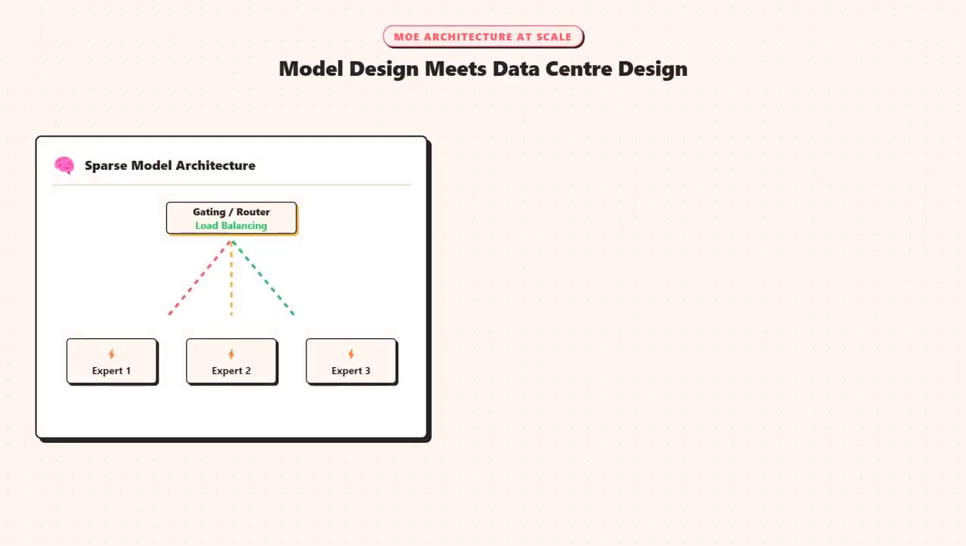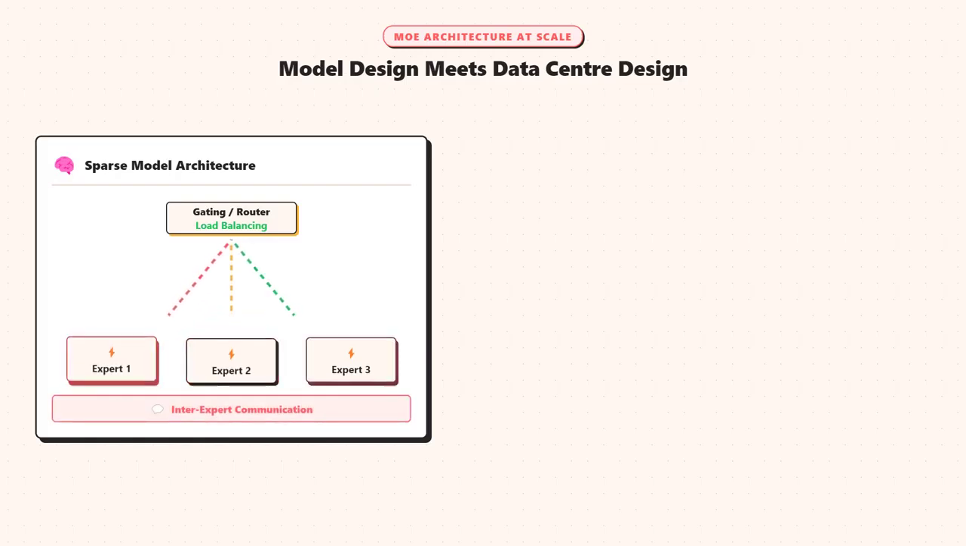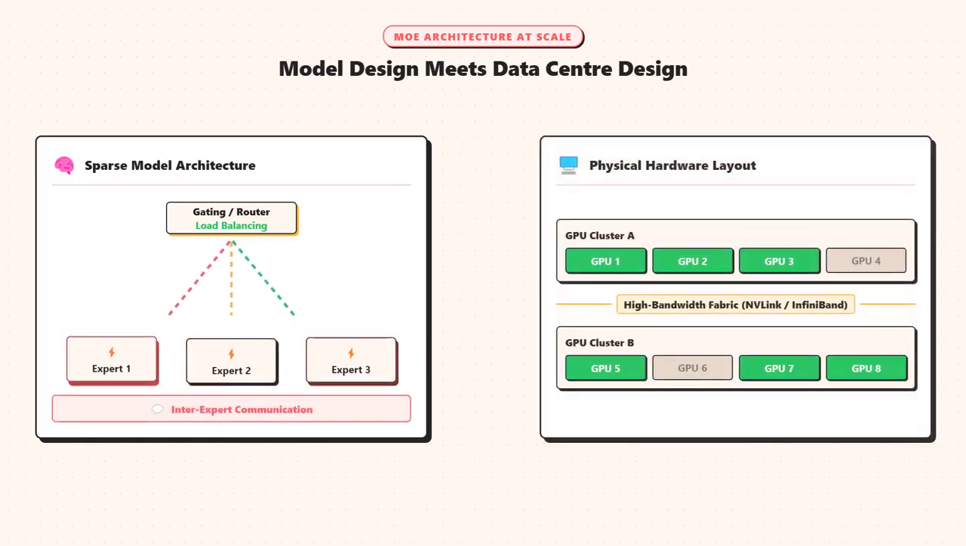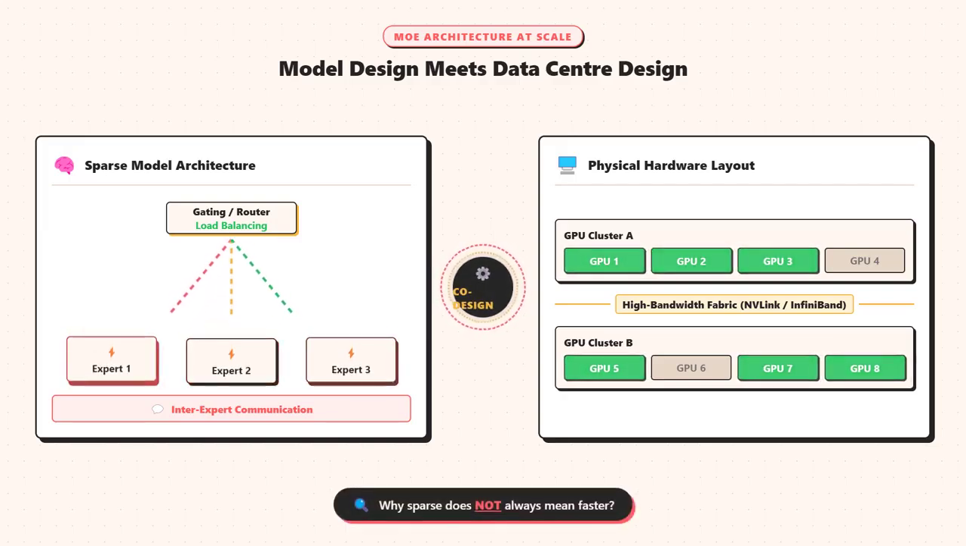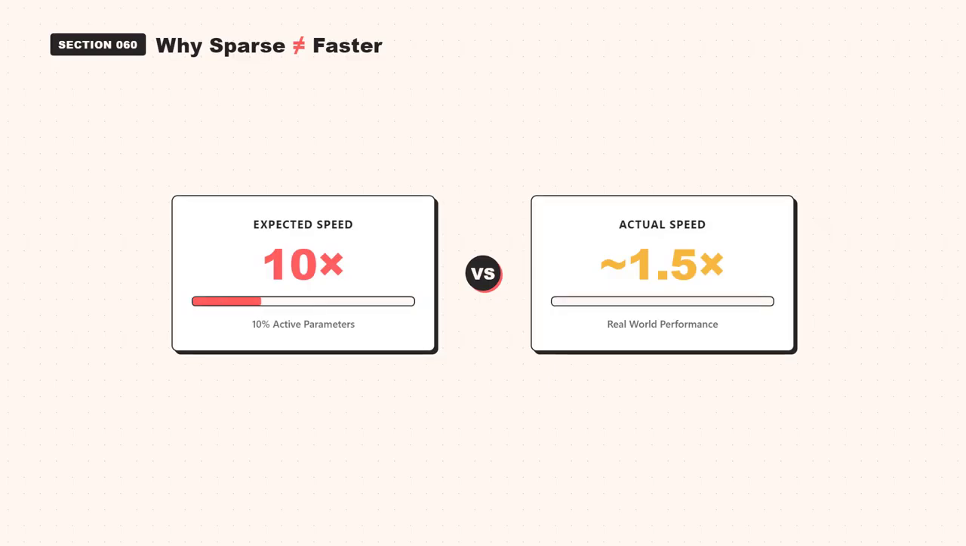Researchers also have to ask how the experts communicate, how routing stays balanced, and how the entire architecture fits the physical hardware. At this scale, model design and data center design begin to overlap. Why sparse does not always mean faster. You might expect an MoE model with 10% of its parameters active to run 10 times faster than a similarly sized, dense model. Usually, it doesn't work that cleanly.